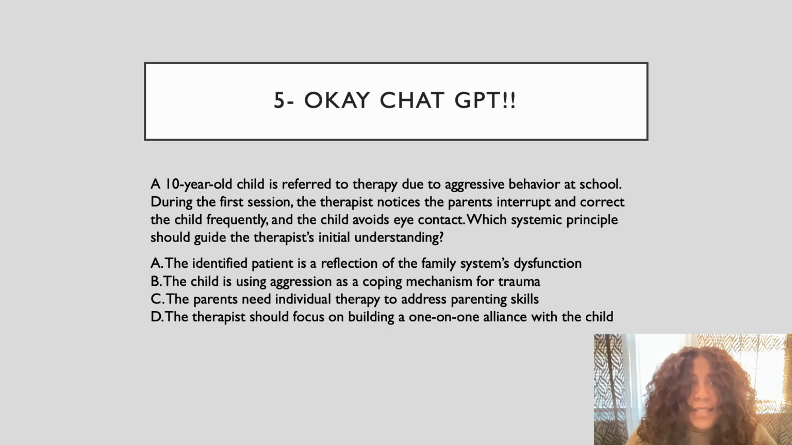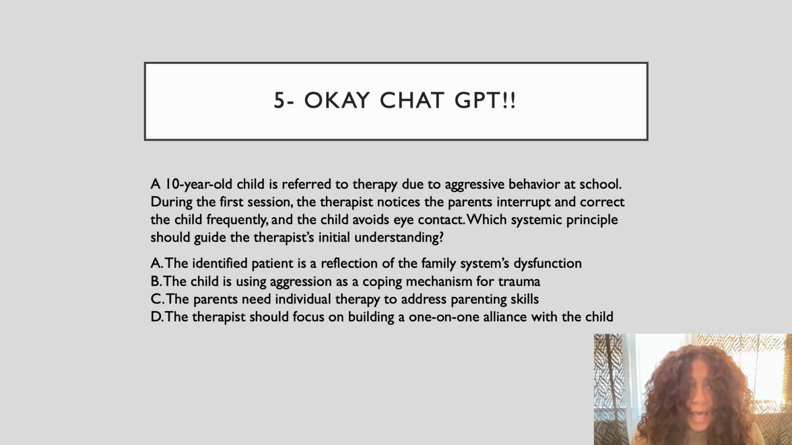What about that 10-year-old girl whose aggression has increased? What about her, right? D says the therapist should focus on building a one-on-one alliance with the child. Now, if we take a look at D, who is this vignette about? Is it about the therapist, or is it about this family that's coming in with this 10-year-old girl whose aggressiveness has increased at school? This is not about the therapist, so D would be wrong.